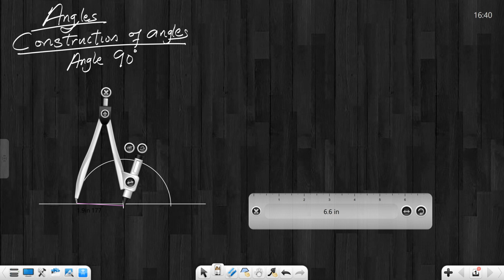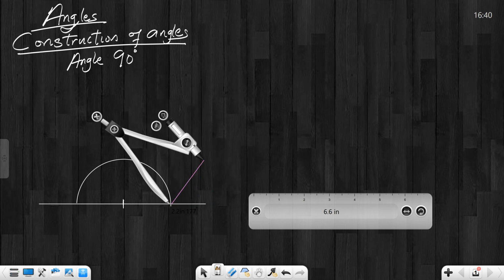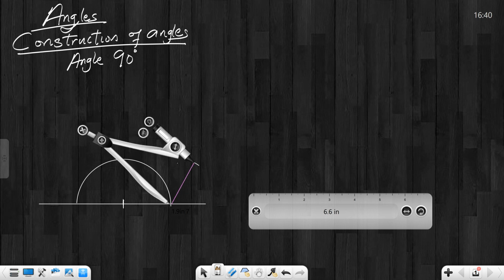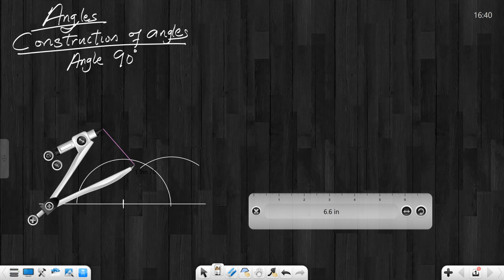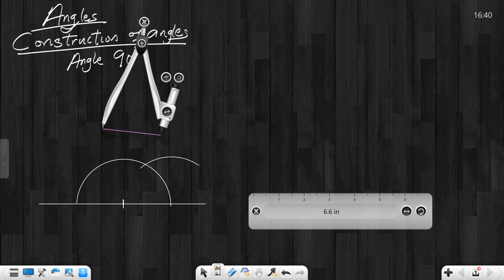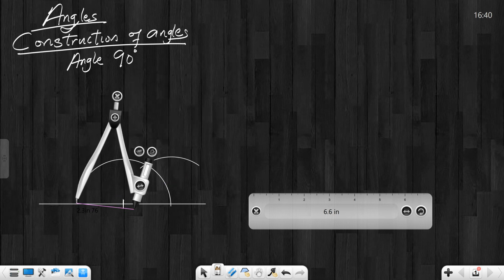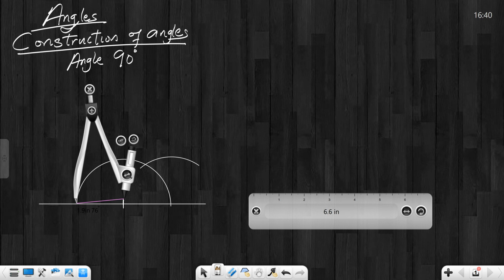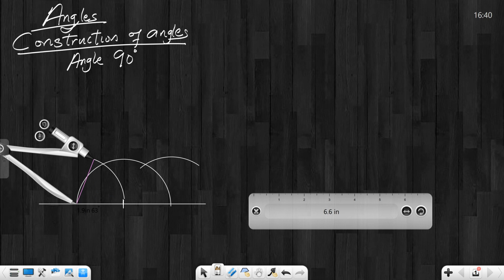Then from that semicircle, I will note the radius that I used for the semicircle. Here I used 1.9. Then I will place it here and draw an arc. Then I will place it again on the second place, and draw another arc. Now I have 2 arcs here.